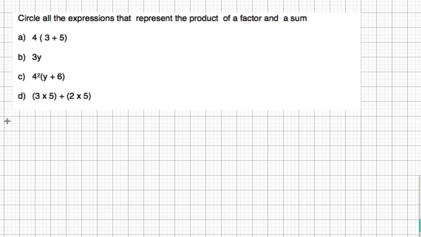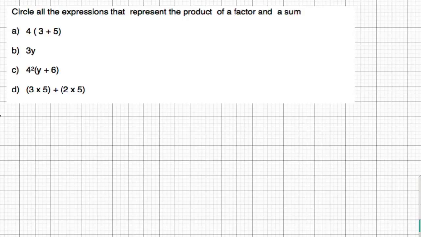All right, let's take a look at another one. Circle all the expressions that represent the product of a factor and a sum. This is very similar to what we're talking about here. We're looking for a product again, right? We're looking for the product, so it means multiplication, of one factor, and it looks like the other factor will be a sum.